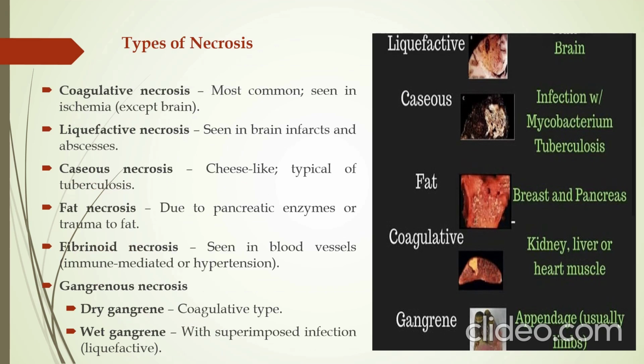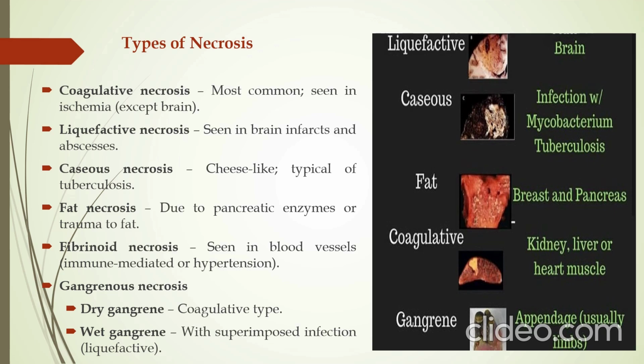Now we'll see the types of necrosis. The types of necrosis are classified based on their causes and appearance. The most common is coagulative necrosis, typically caused by ischemia in solid organs, except the brain, where the tissue remains firm and the architecture is preserved.